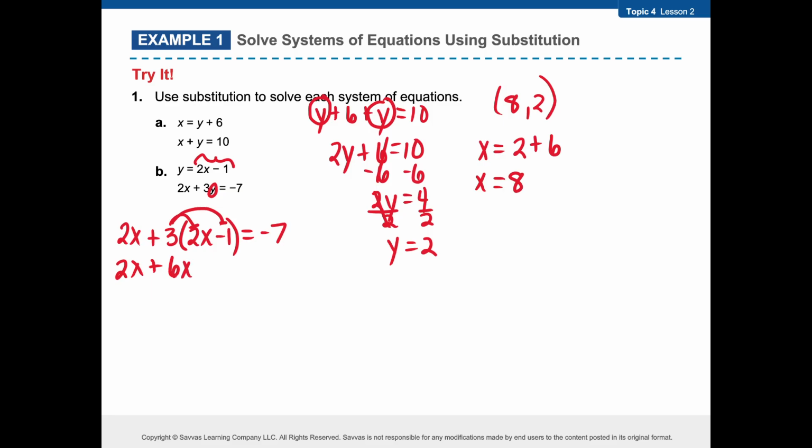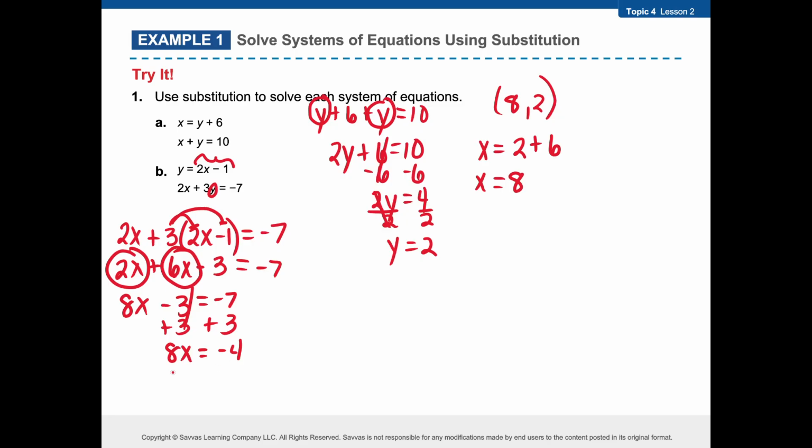Distributive property here. 6x minus 3 equals a negative 7. Combining your like terms, 8x minus 3 equals a negative 7. Add 3 to both sides. Get a negative 4. Divide by 8.